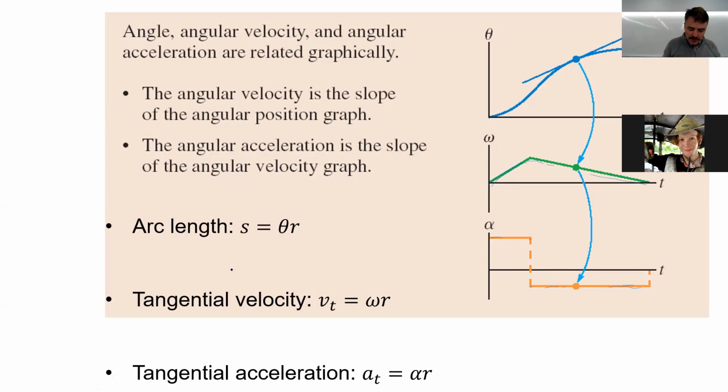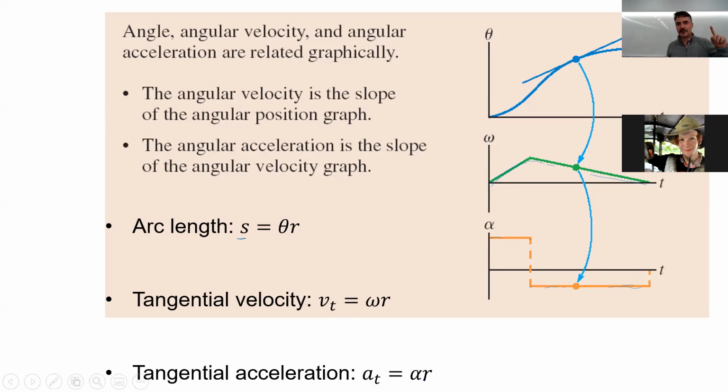And so what's interesting is that the arc length is s, which is theta times r. The tangential velocity, v_t, in meters per second, is equal to omega times r. And then there's also something called tangential acceleration, a_t, which is alpha times r.